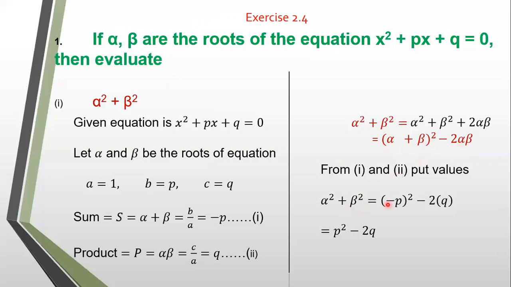Now replace the value of alpha plus beta here, we will get minus p whole square minus 2, and replace the value of alpha into beta, that is q. p square minus 2q is our final answer, which is part number 1 of question number 1.